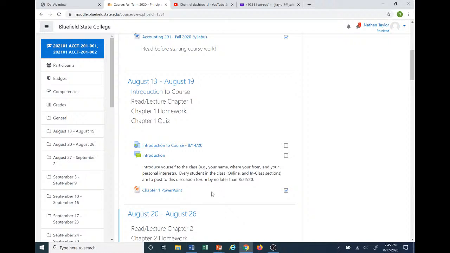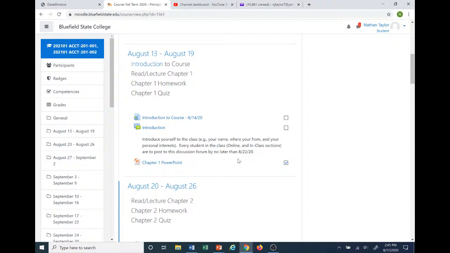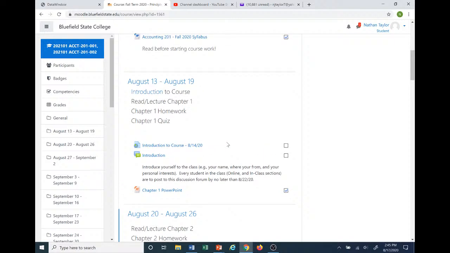Those are not due until the end of next week, on August 28th. I purposely did that to give people time to get their books and get situated in the class before an assignment was due. But please do this introduction, because that's imperative for financial aid disbursements and even being able to stay in the course.